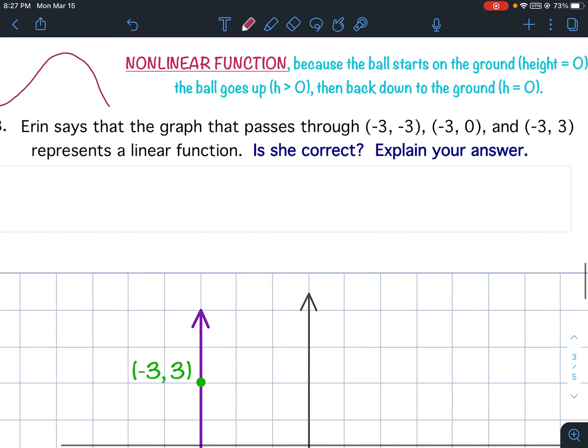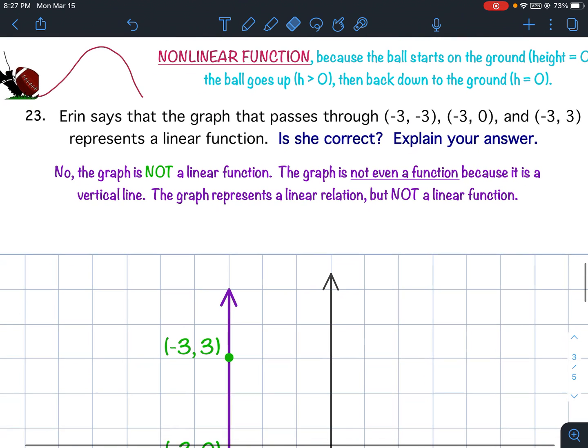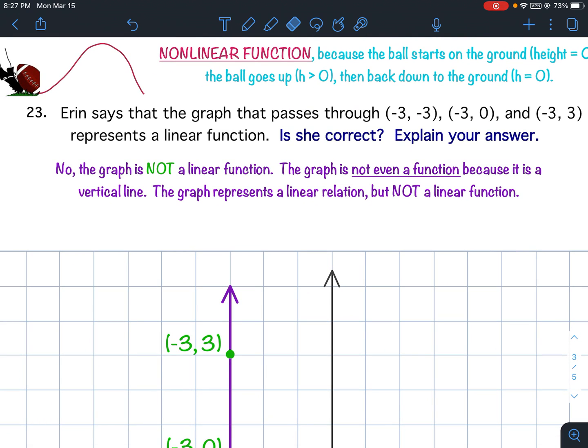So my final answer is no. The graph is not a linear function. The graph is not even a function because it is a vertical line. The graph represents a linear relation, but not a linear function. Pause your video and get all of that written down for question number 23.